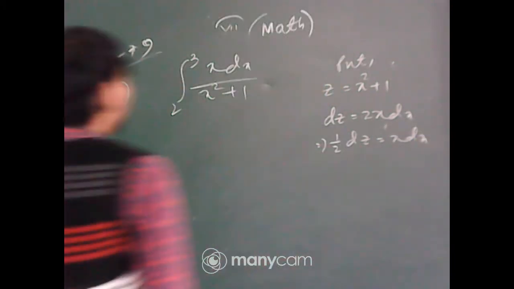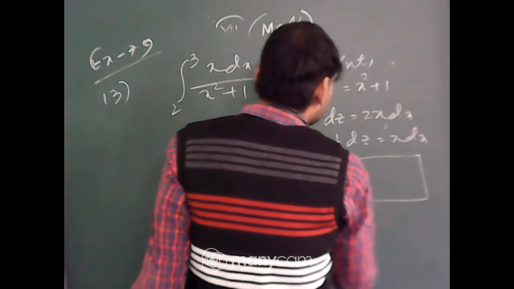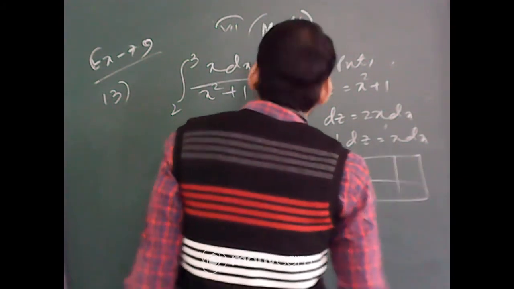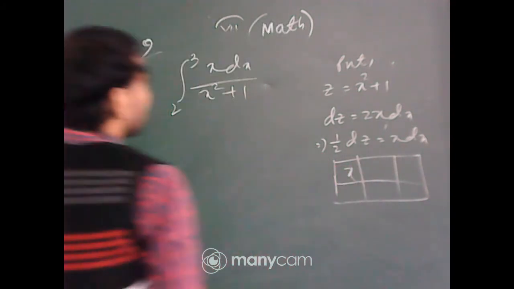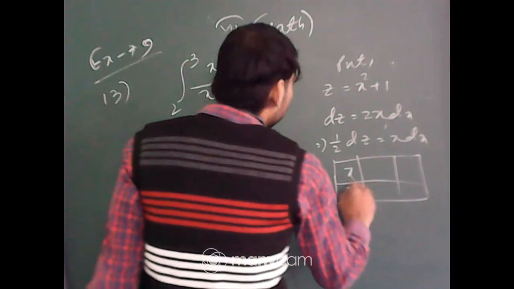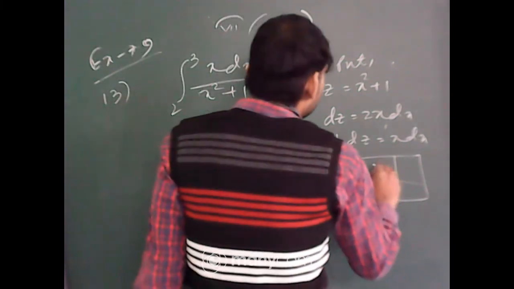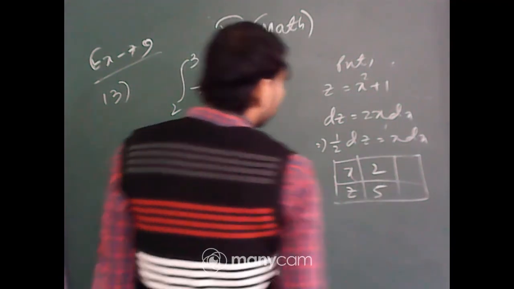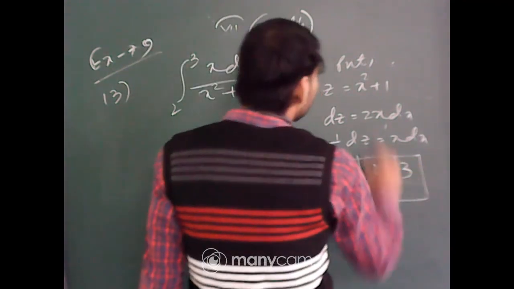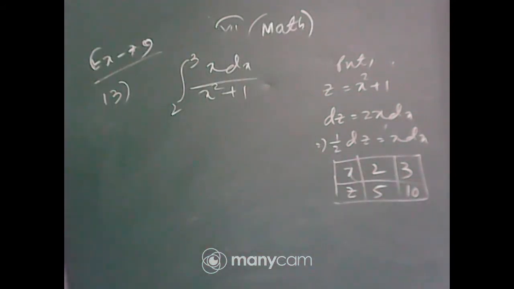Okay. Here one more thing to do. You have to change the limit for the variables. The given variable is x and we have taken the new variable as z. So change the limit for the new variable. Whenever x equals to 2, it will be 2 square plus 1, so z equals to 5. Whenever x equals to 3, it will be 3 square plus 1, so z equals to 10. Okay. Just change the limit.